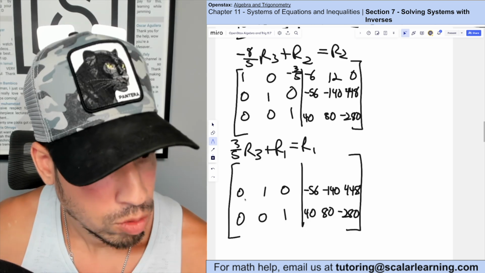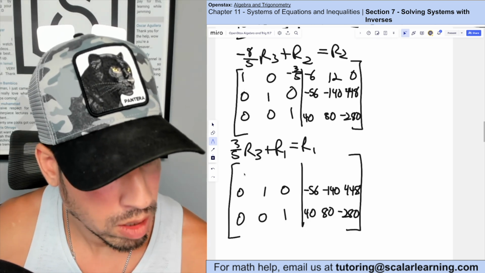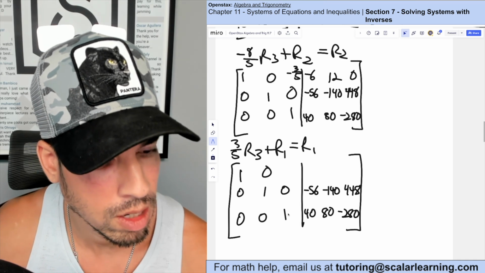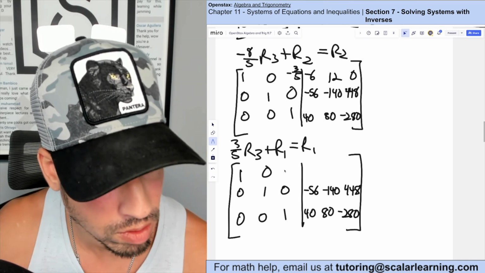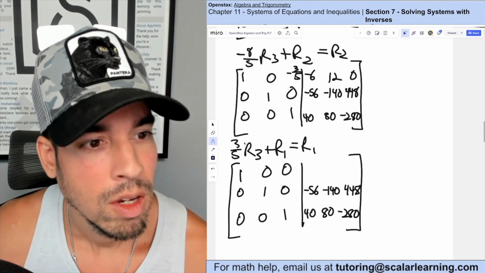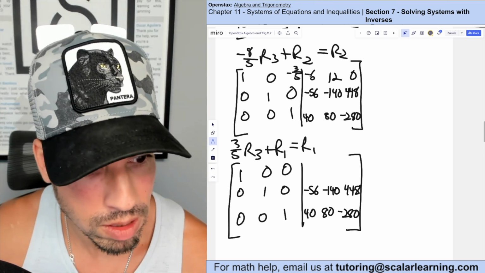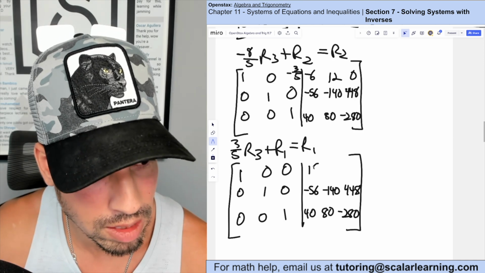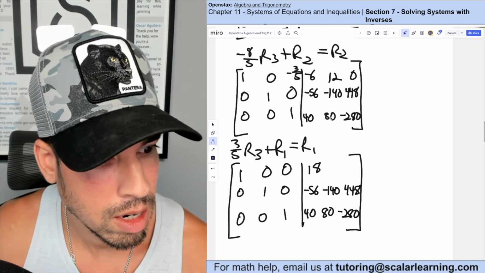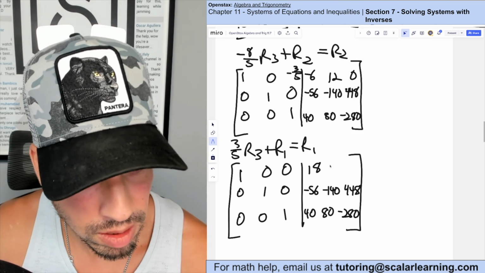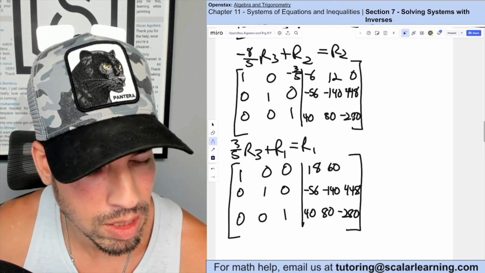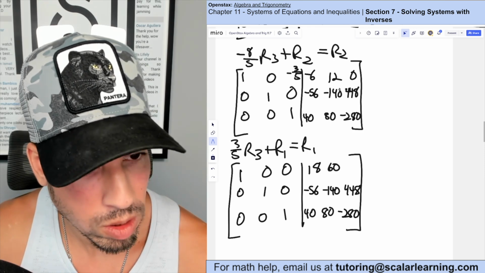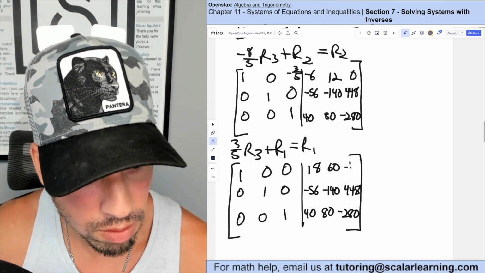Let's write it out. So we got 3/5 times 0 plus 1 is 1. 3/5 times 0 plus 0 is 0. 3/5 times 1 is 3/5 plus negative 3/5 is 0. That's what we wanted. Now we do 3/5 times 40 plus negative 6. That is 24 plus negative 6 is 18. Then times 80 is 48 plus 16 is 60. And then times negative 280, that's negative 56 times 3 is negative 168 plus 0 is negative 168.